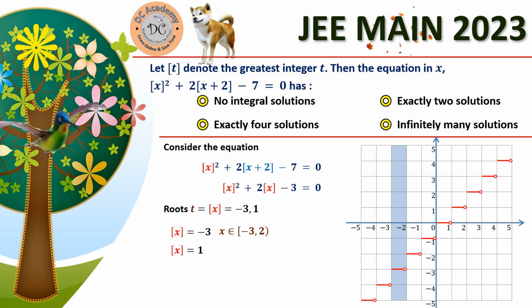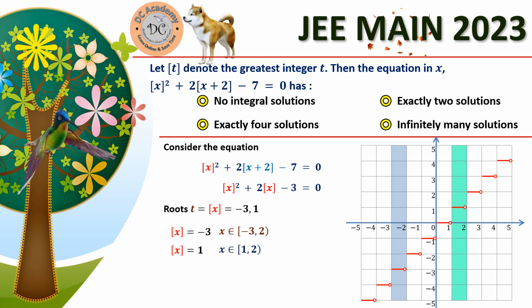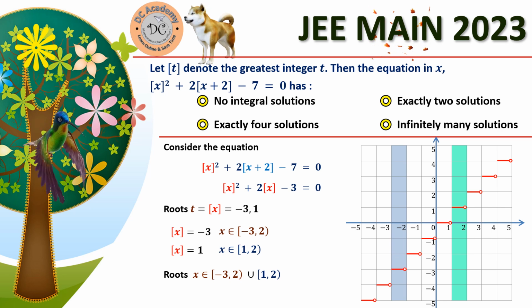Floor of x is equal to 1 when x lies between 1 and 2. So x belongs to 1 closed and 2 open. That's it. Therefore, we conclude that our roots are inside the union of the intervals minus 3 to minus 2 and 1 to 2.